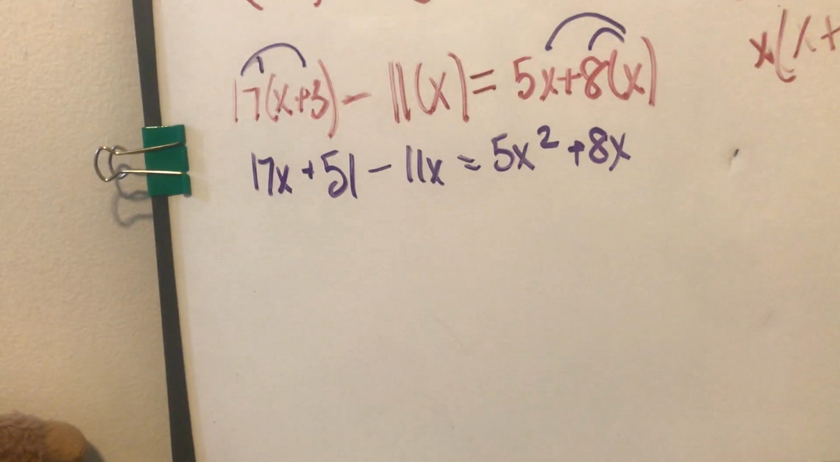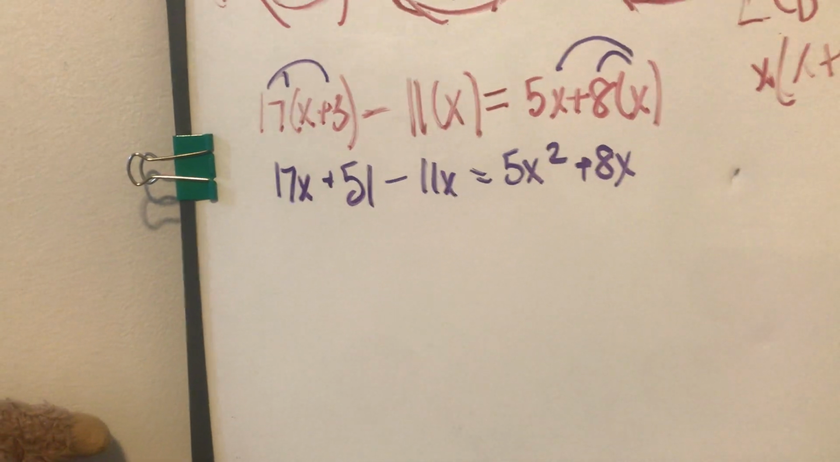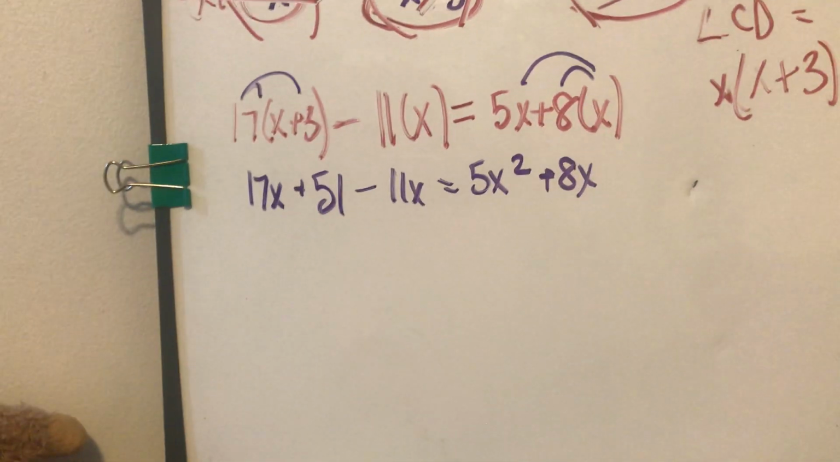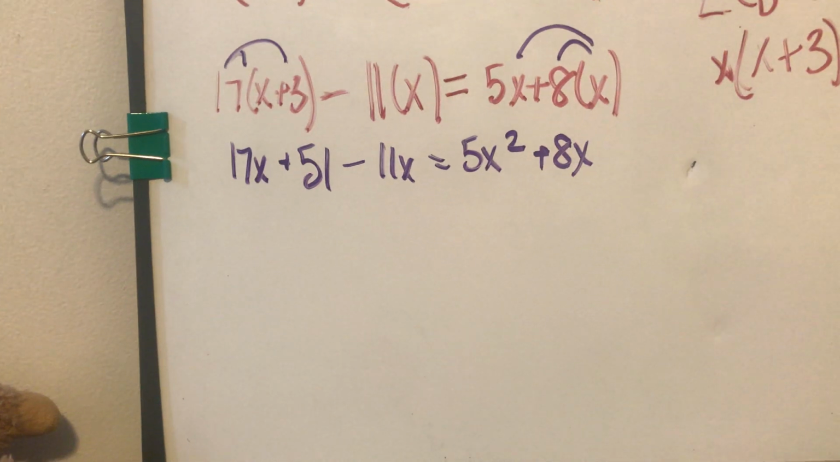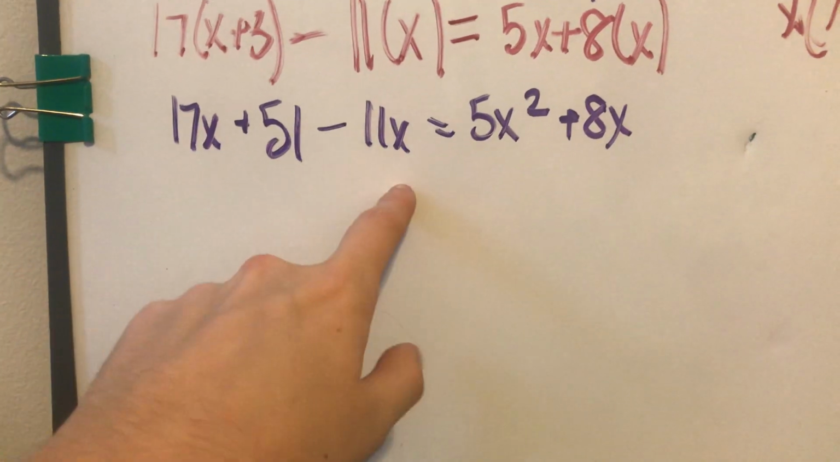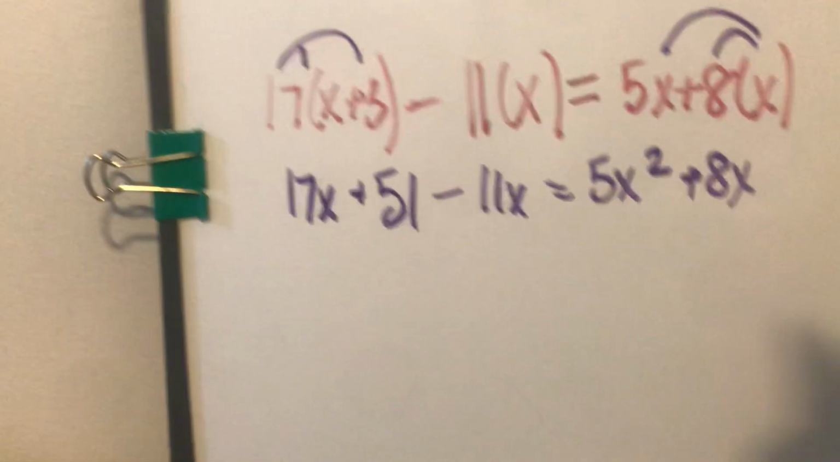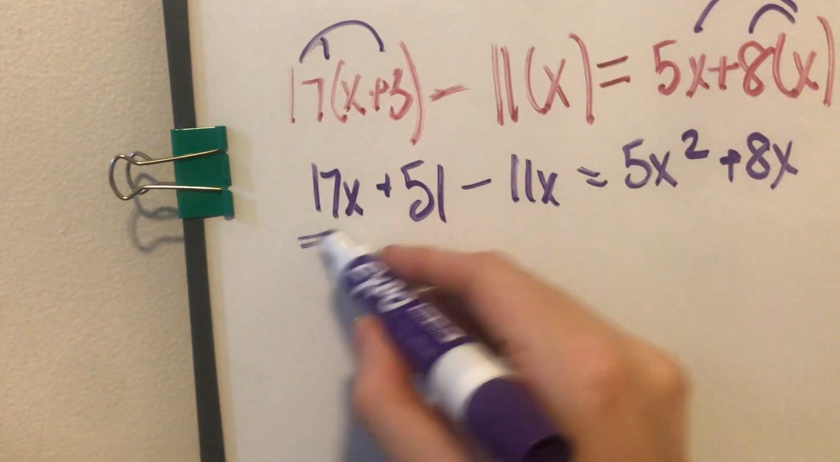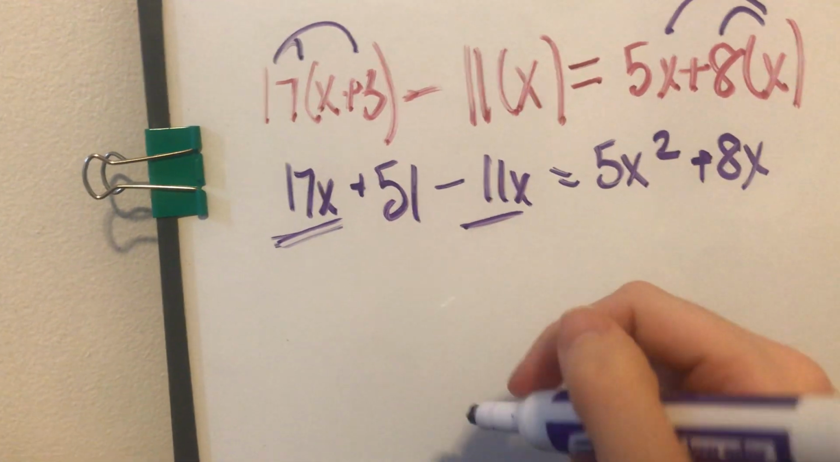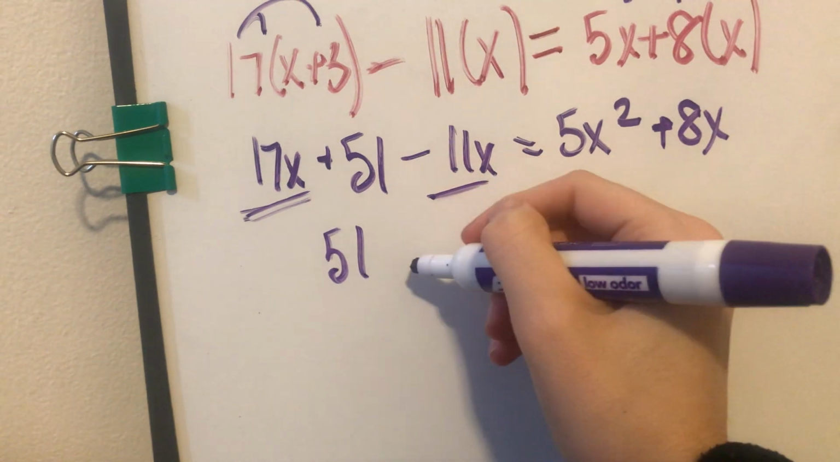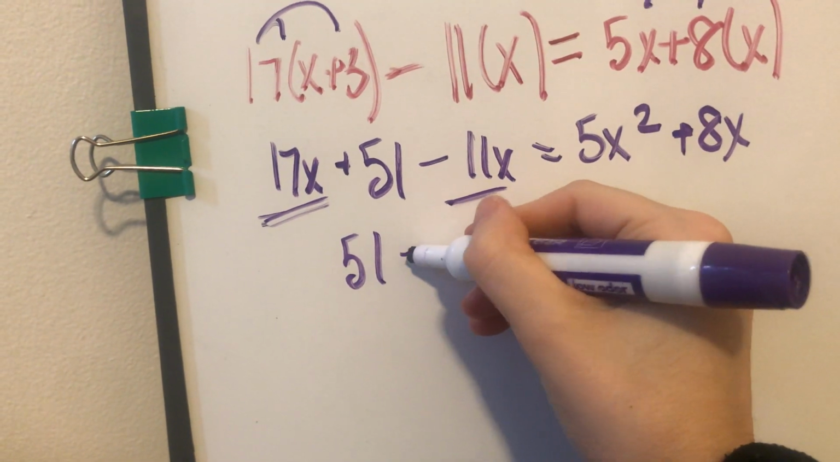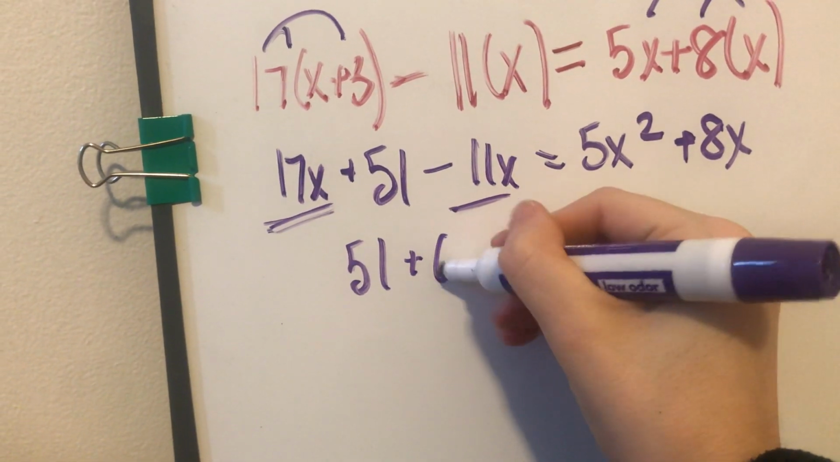Okay? And now at this point we should be thinking, I need to bring all of my like terms together. I see this 17x and this negative 11x, they are like terms. And since they're on the same side, that allows me to just bring them together. I'm going to rewrite that as a 6x.